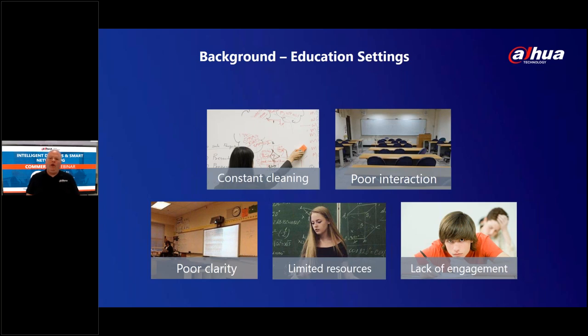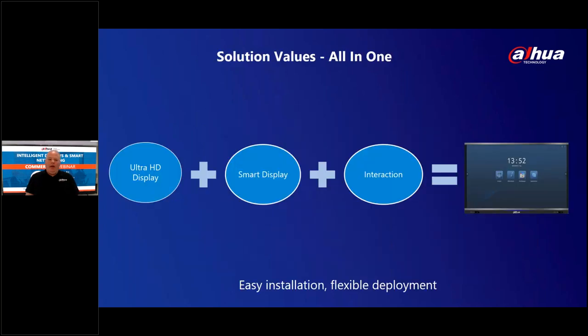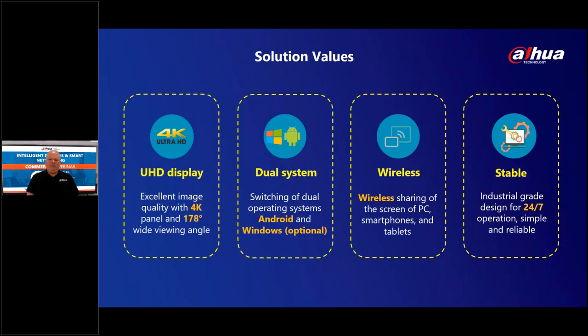So how can technology help? Well, technology can help by combining, if you like, ultra high definition displays, 4K type resolution displays, wide viewing angles, and smart displays that have interactivity built in. If you add those individual components together, you end up with the Dahua solution. These are some of the solution values.